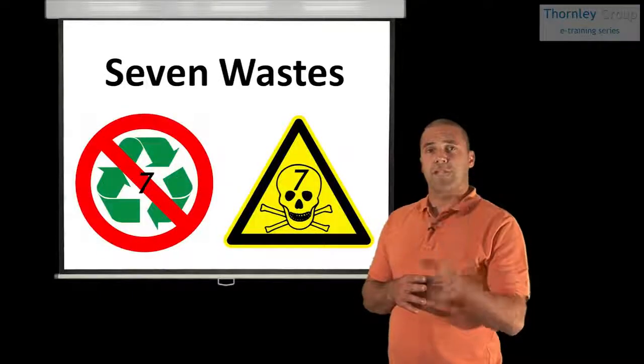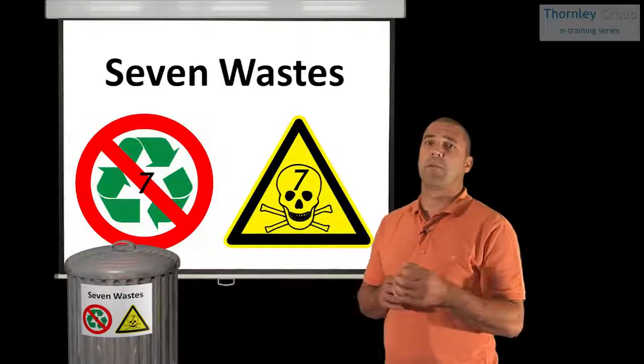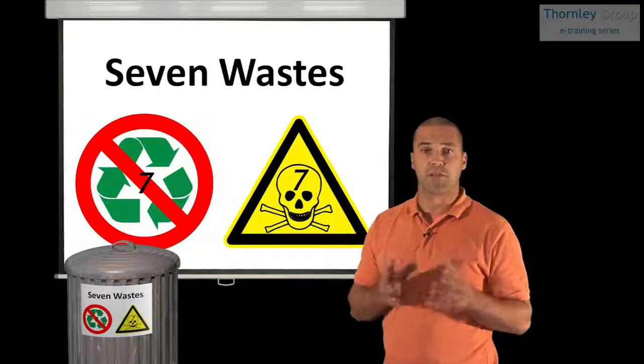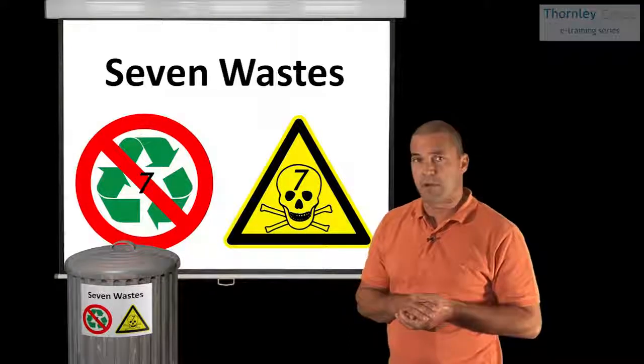So now we'll go through the 7 wastes one at a time, and you will start to understand how they provide some ideas about what kind of improvements we should consider, at least to begin with, and what to look for within your value stream map.